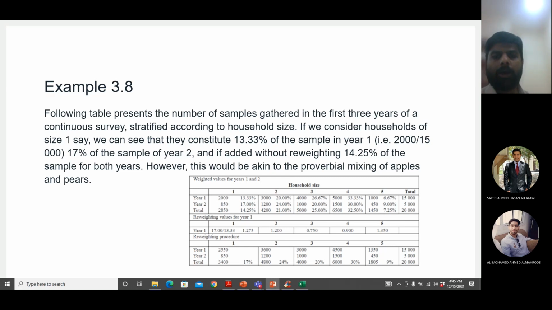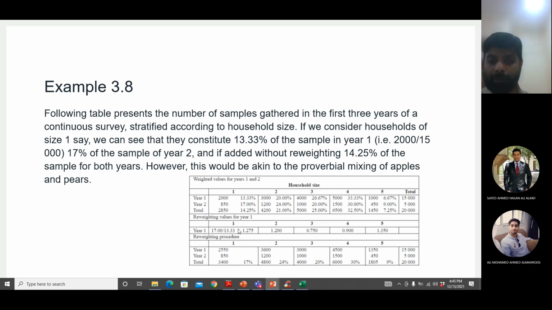And how to calculate the weighting factor? The weighting factor will be calculated in this manner. You take the percentage of this household for year 2 divided by the percentage of the same household in year 1. Okay, and then you will get the weighting factor. That weighting factor is 1.275.